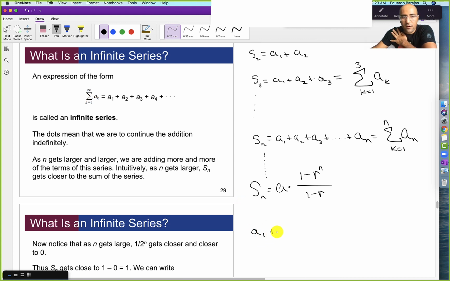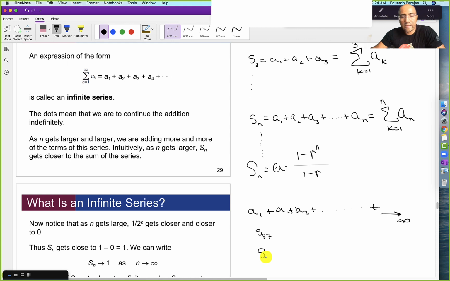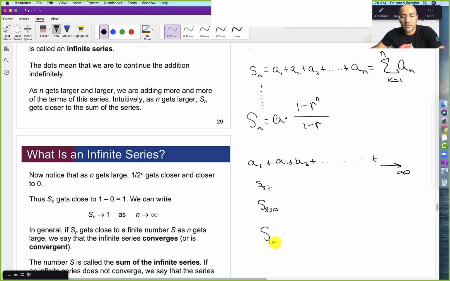Here is what I'm trying to say. If we have A1 plus A2 plus A3 plus dot, dot, dot, forever, and I want to add these up as n goes toward infinity, one good guess is to pick a large value of n. Find the sum of the first 87 numbers. That's a pretty good guess. Not good enough? Okay, find the sum of the first 830 of them. Not good enough? Find the sum of the first 10,937 numbers. But as this number gets larger and larger, eventually this value will get closer and closer to the sum of all of them.